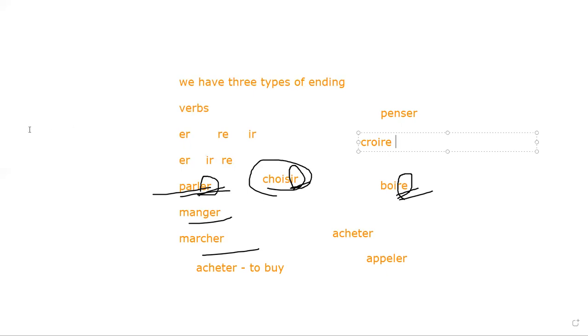Is it clear to you, bache? So croire. Croire is to believe. So let's read aloud some verbs. Parler.